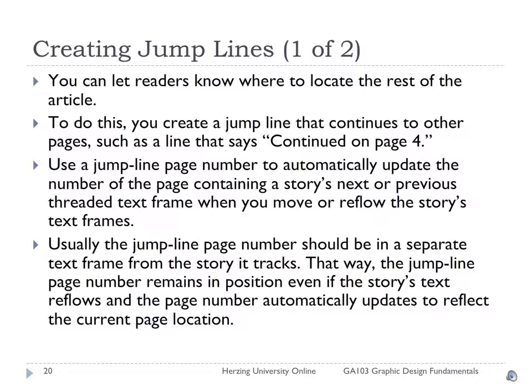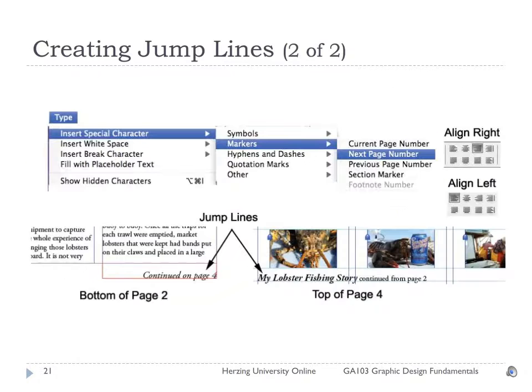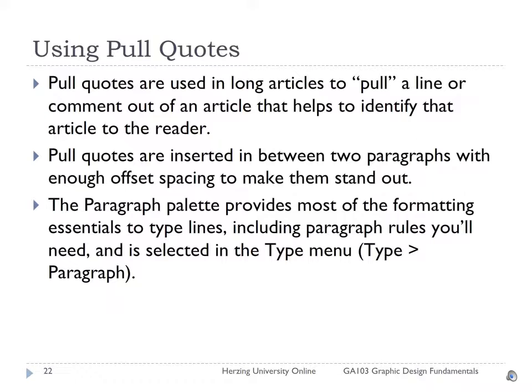Usually, the jump line page number should be in a separate text frame from the story it tracks. That way, the jump line page number remains in position even if the story's text reflows, and the page number automatically updates to reflect the current page location. Here we see the type palette with the various options, including where to insert page numbers and jump lines. For more information on this, refer to your text.